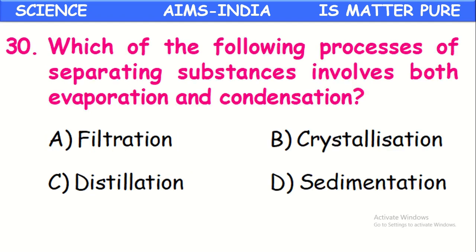Next, which of the following processes of separating substances involves both evaporation and condensation? We know it is distillation. In distillation, first a liquid evaporates at a fixed temperature. It converts into gaseous form, and those vapors will be collected into another container by cooling, converting into liquid state, which we call condensation. In this way, evaporation and condensation both occur in the distillation process.